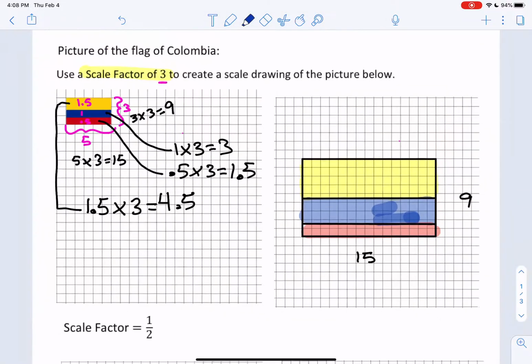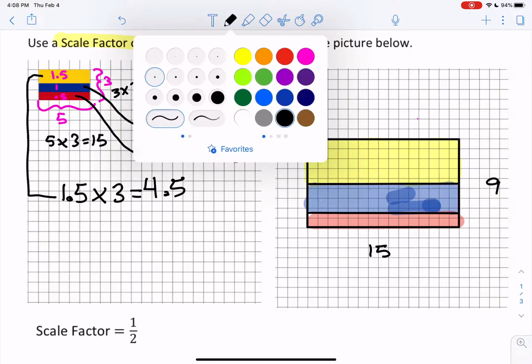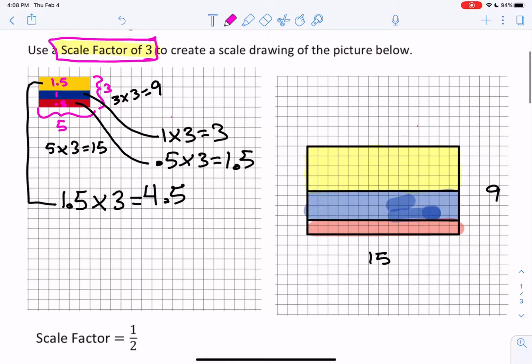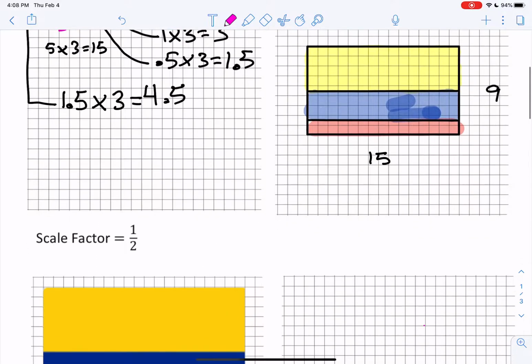Now, I want you to notice that the scale factor was a whole number. And when we multiplied by 3, a whole number, that turned our original flag from being small to 3 times bigger. So our new flag is 3 times bigger than the original. What would happen if we multiplied by a fraction?